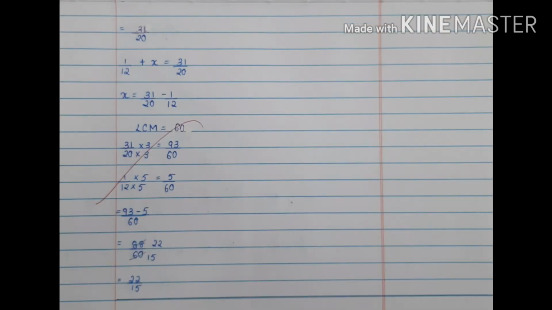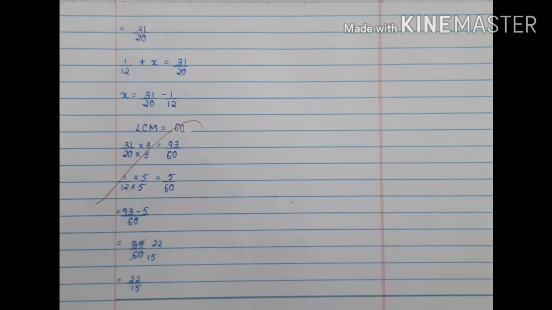So again, the question is written: what should be added to 1 by 12 to get 9 by 10 plus 13 by 20, which is 31 by 20. So the question asks what should be added to 1 by 12. In this case, we don't know the number we should add to 1 by 12. So we will take x as the unknown number. So this can be written as 1 by 12 plus x is equal to 31 by 20.